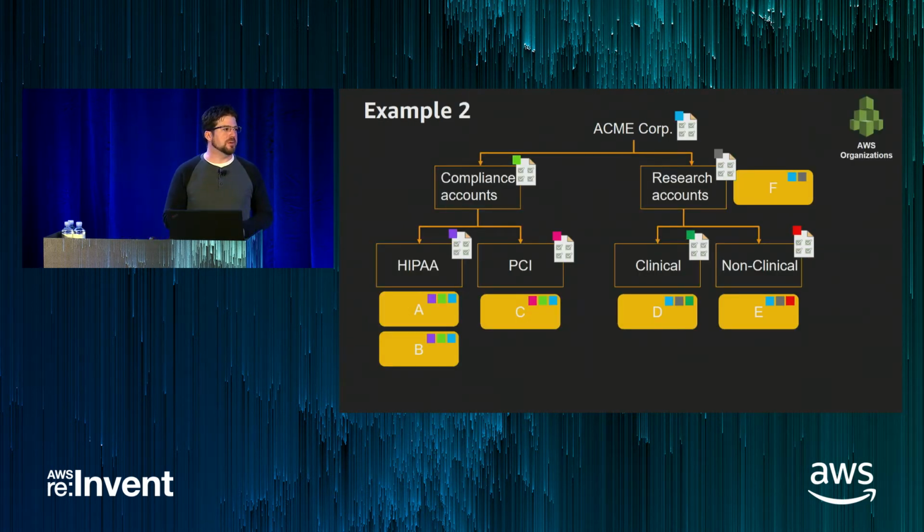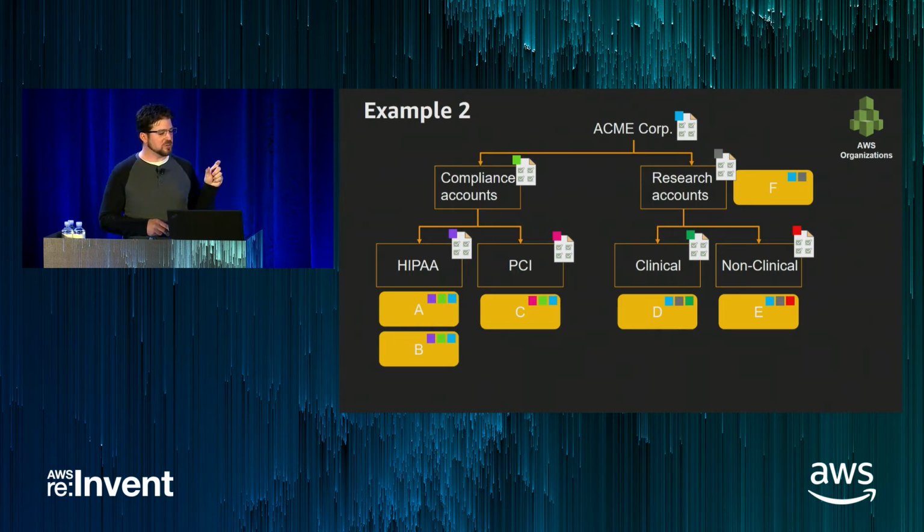So that was a second example, and that hierarchy was a flat hierarchy. What happens if we want to do something a little bit more complicated? In this case, on the left-hand side, we have a structure for compliance accounts, and on the right-hand side, we've got a structure for research accounts. We're doing the same policy push, but in this case, the color associated with the policy is what's actually going to be running on the lower accounts here. In the compliance accounts, we've got a separate OU for HIPAA accounts, a separate OU for PCI accounts, and then on the research side, we've got clinical and non-clinical.